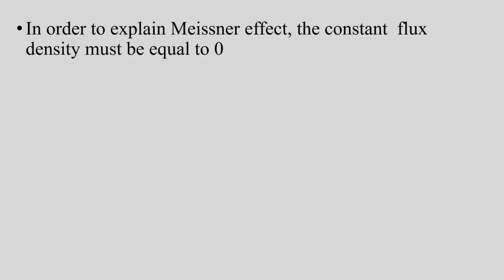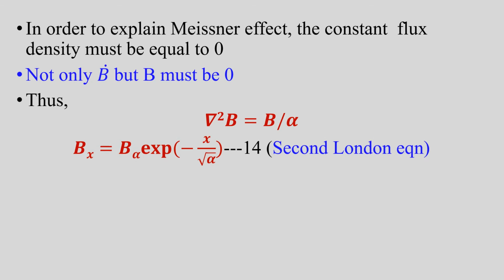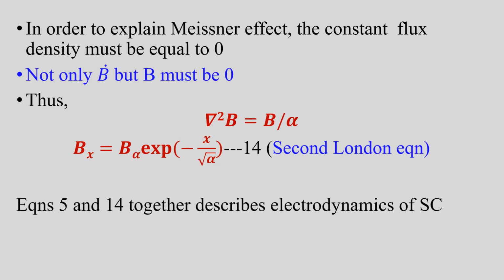In order to explain the Meissner effect, not only B dot but B must be equal to 0. So the previous equation for B dot can be rewritten for B also. Thus, del squared B is equal to B by alpha, having a solution Bx equals Ba e raised to minus x by root alpha. This is called the second London equation, which explains the Meissner effect of superconductors.